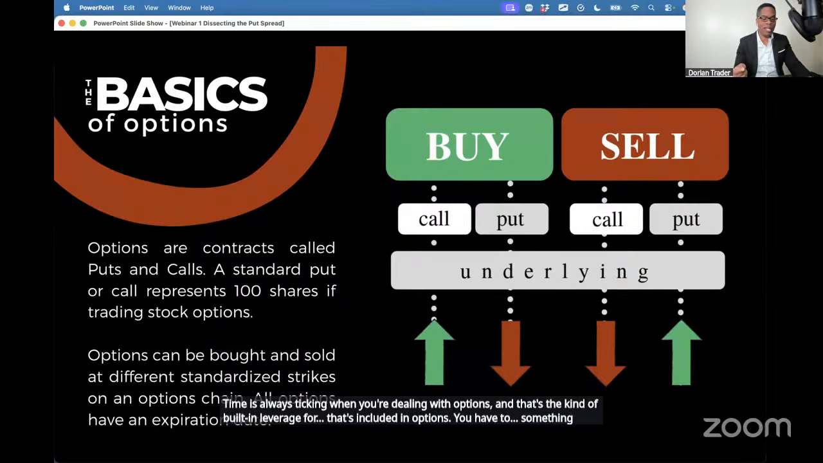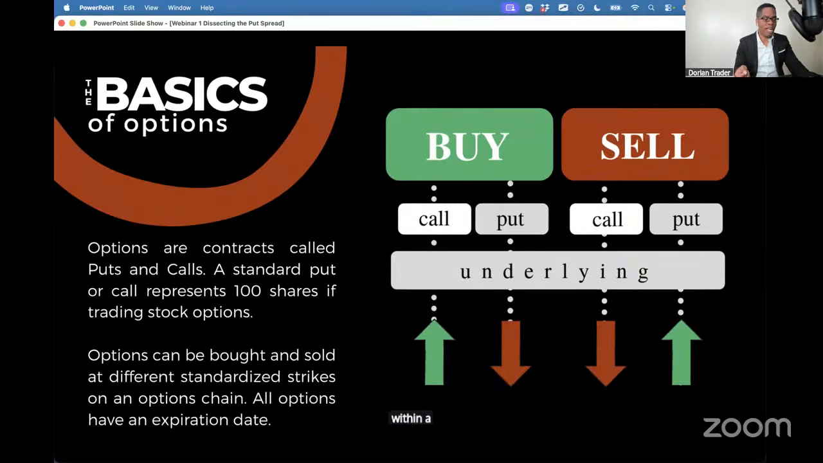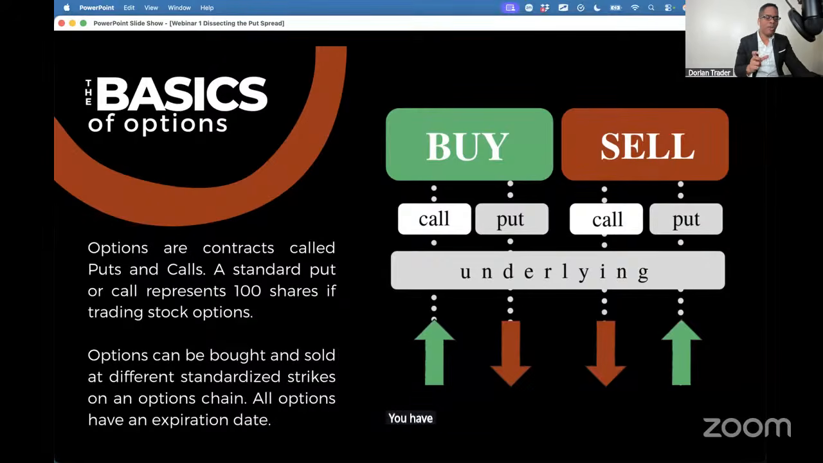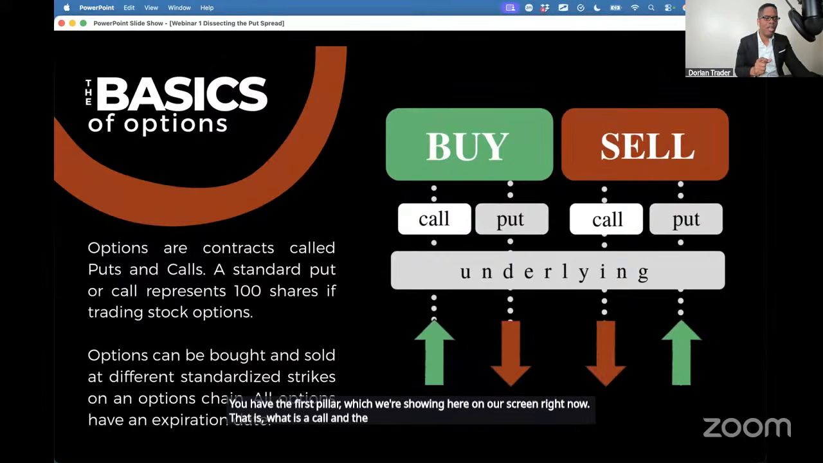Something has to happen within a certain time frame because it will expire. Okay? So here at Dorian Trader, we believe there are three pillars to the base of options. The first pillar, which we're showing here on our screen right now, is what is a call and a put, what's happening when you buy and sell a call and a put, and what are the rights and obligations. We'll go over that briefly.